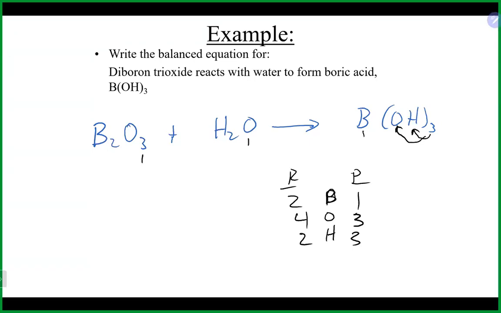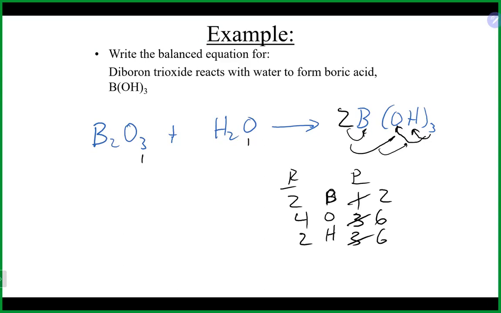At this point, there's not much to work with, so I'm going to go with the boron, which seems to be the easiest. And I can simply balance the boron by putting a 2. That 2 now gives me 2 borons. It goes to the boron. It also goes into the parentheses as well, which means that is 3 times 1 times 2, which is 6 oxygens, and also 6 hydrogens. So you do have to multiply in and multiply out in that particular case. Any questions on that?